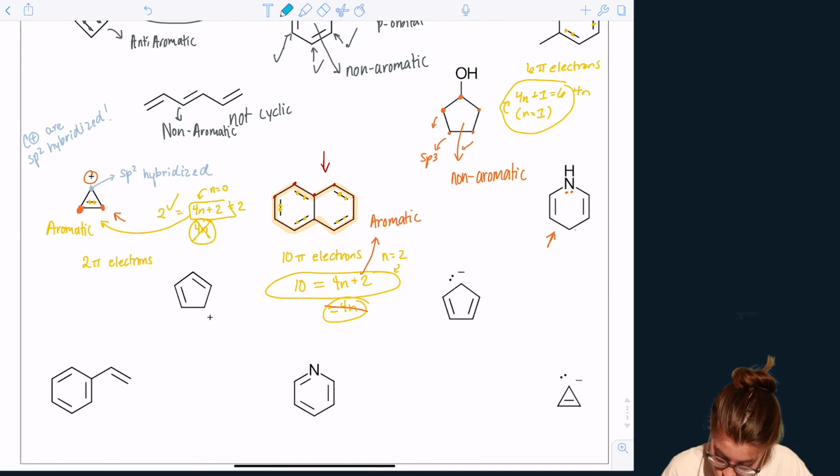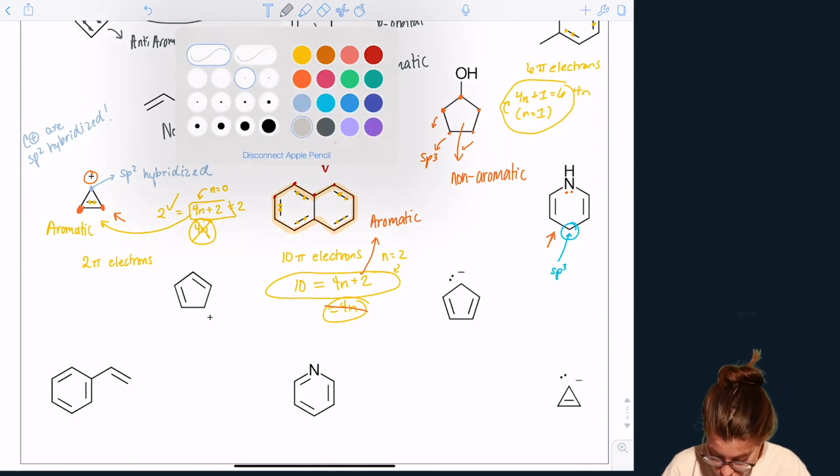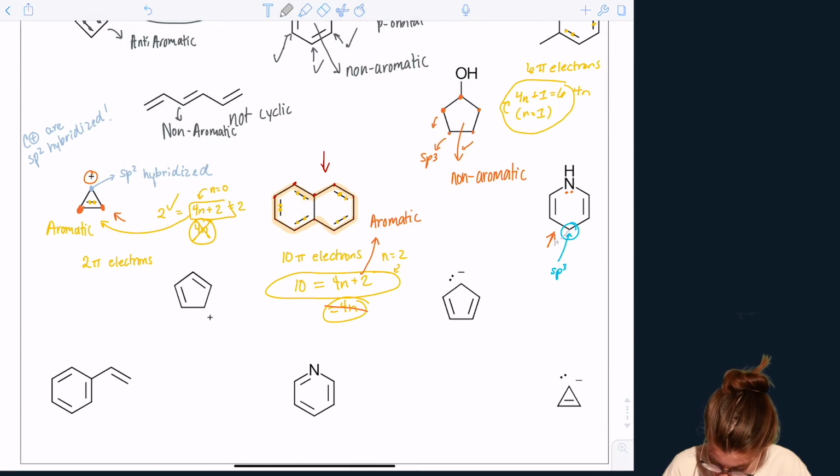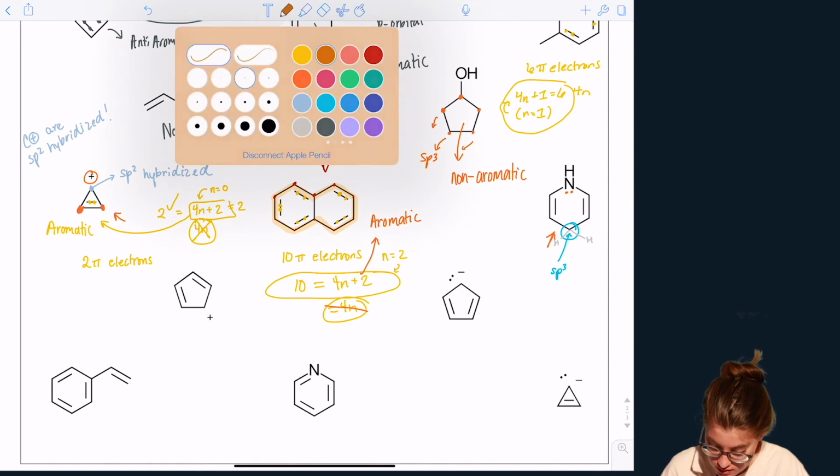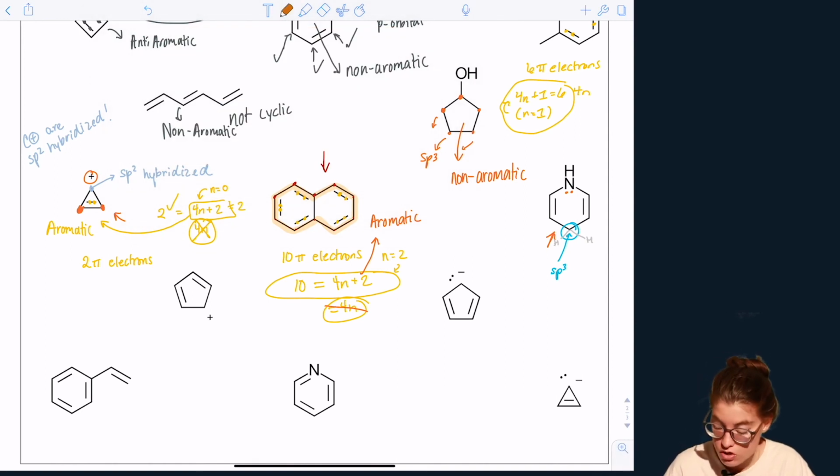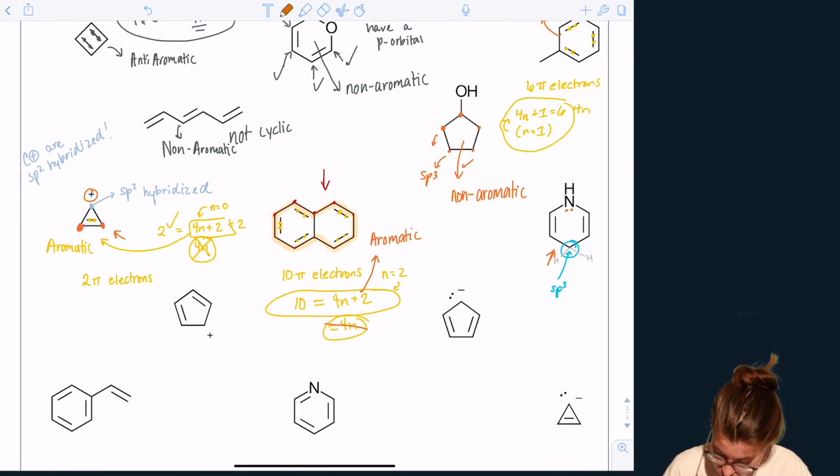It's interesting because you can automatically look at this carbon right here. That carbon is sp3 hybridized, right? We have 2 invisible hydrogens here, which automatically means that it doesn't have a p orbital, so automatically the entire compound is classified as non-aromatic.